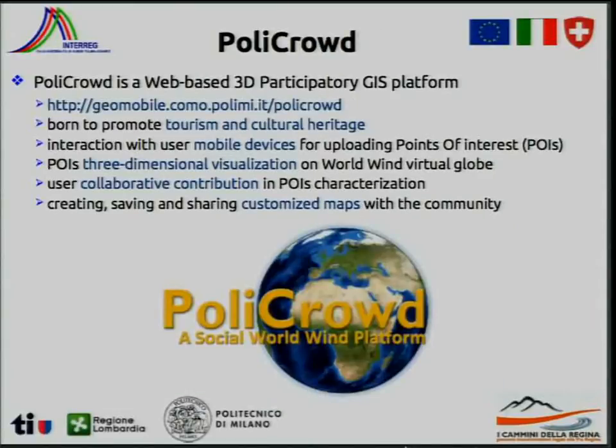To summarize, in two dimensions, we have simply developed viewers, while in three dimensions, we developed a real participatory platform named PolyCrowd. So PolyCrowd, first of all, allows the three-dimensional visualization of our touristic points of interest using the NASA Whirlwind virtual globe. But this is not all, because in PolyCrowd, users can also share their additional knowledge about points of interest and also the customized projects that they can create on top of the globe.